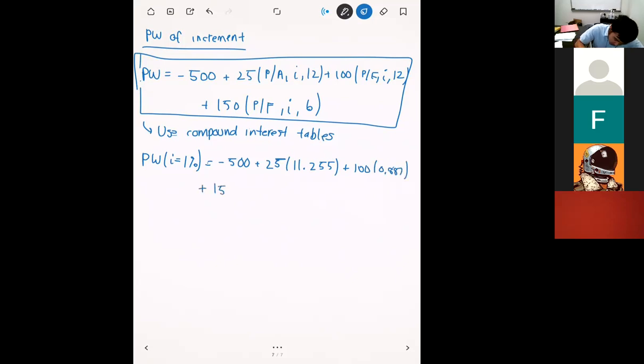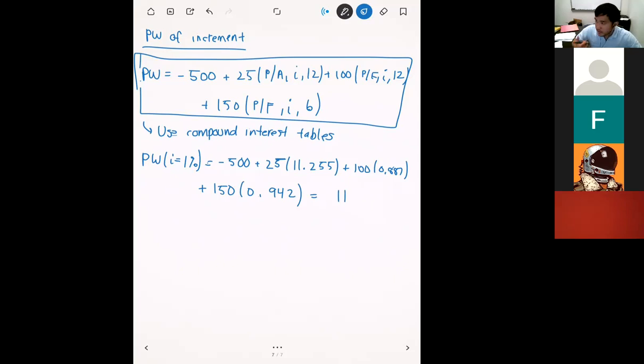Plus 150 times 0.942. Okay, so that's the P over F factor for i is equal to 1% and n is equal to 6. And what we get from this is 11, or something close to 11. All right, and so we end up with a positive number.